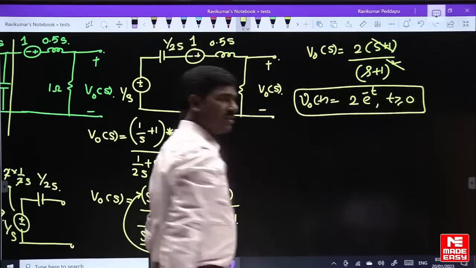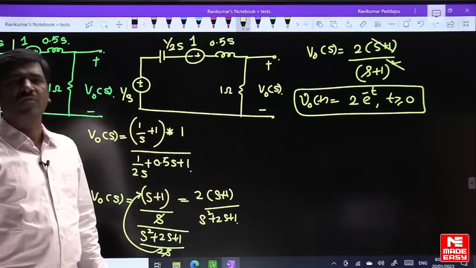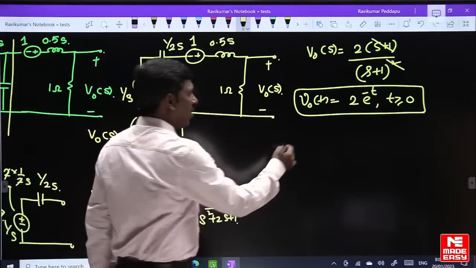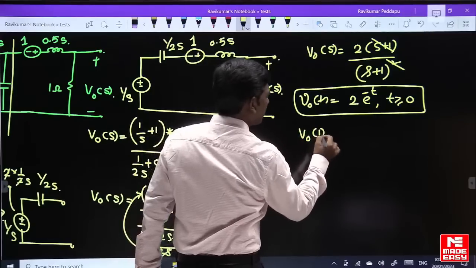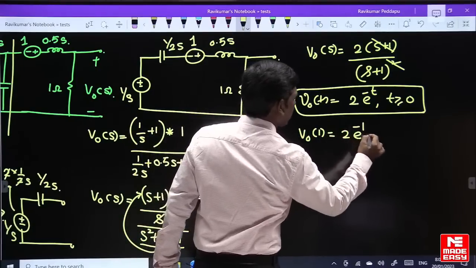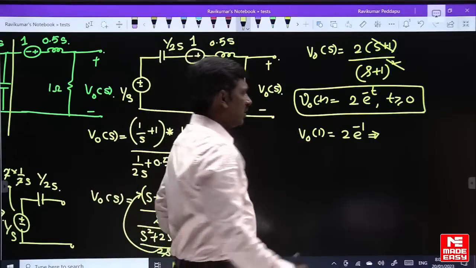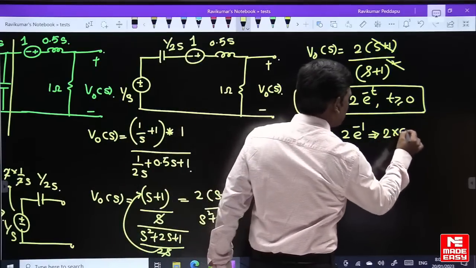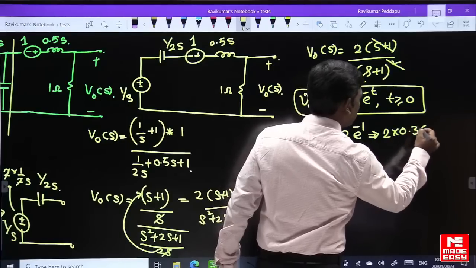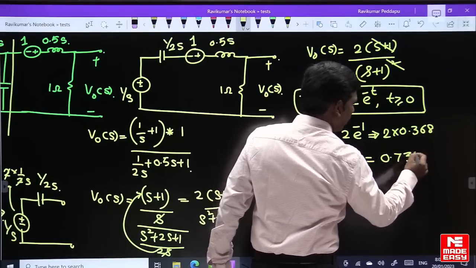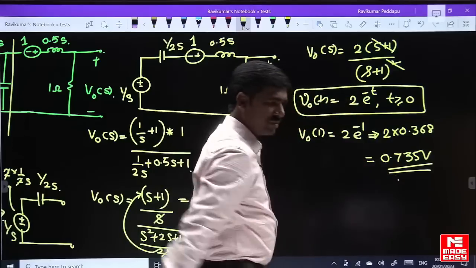Now the question is, at T equal to 1 second, what is the value of V naught? The volt across 1 ohm. So V naught of 1 second is 2 into e power minus 1. So e to the power minus 1 is 0.368, 2 into 0.368, it becomes 0.735 volts. That is the answer.